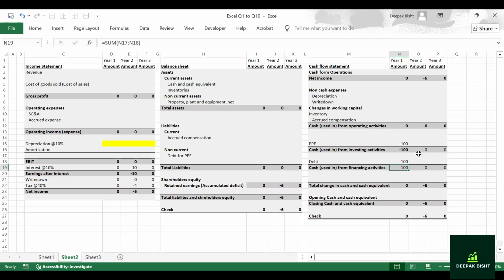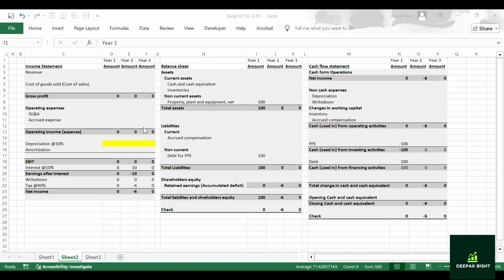And on the balance sheet, because we have purchased $100 worth of PPE, we will record $100 worth of non-current asset, fixed asset, and because this debt was raised, we will also have non-current liabilities, debt, of $100, and our balance sheet matches. Now let's move to the second question. Let's read the explanation for this.